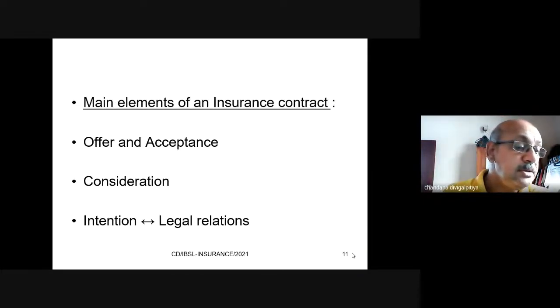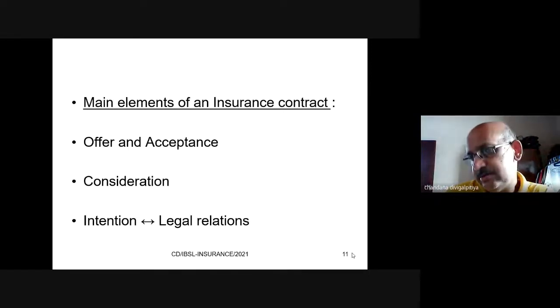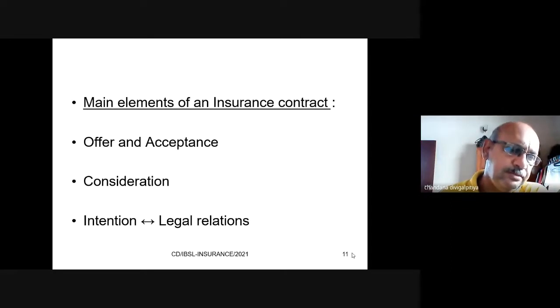Right. Intention means legal relations. So it should be a legal binding contract. There's nothing other than that. It should be a legal contract. So put a dash here. Legal contract.